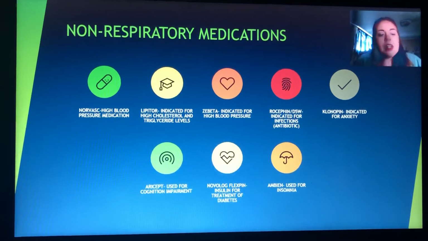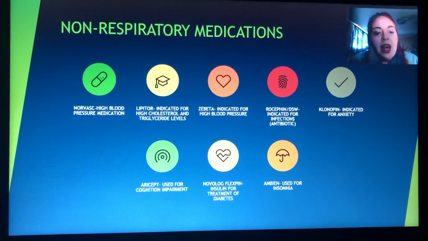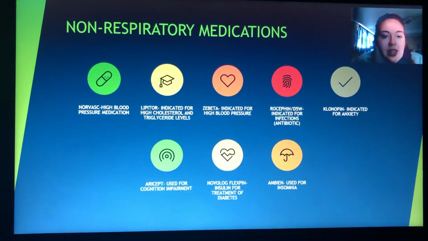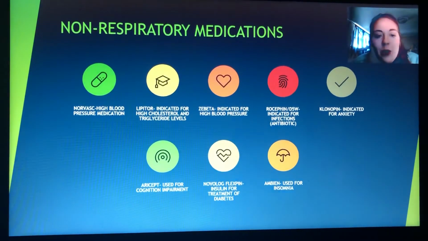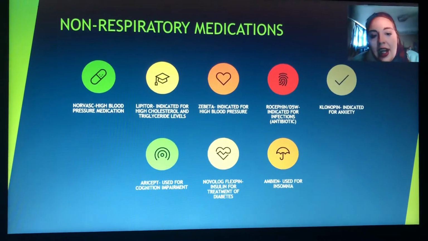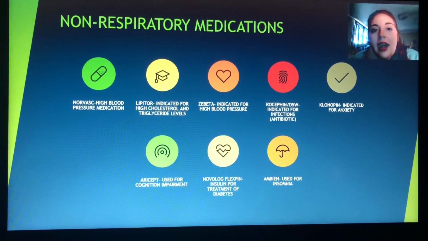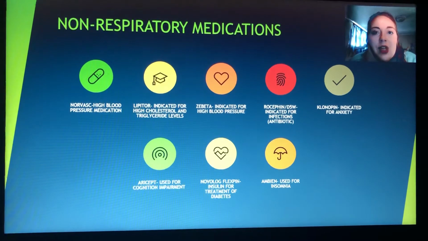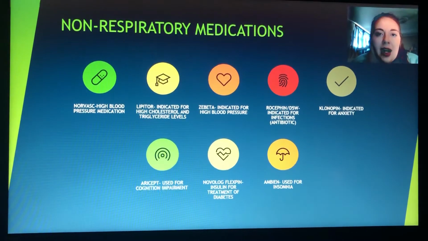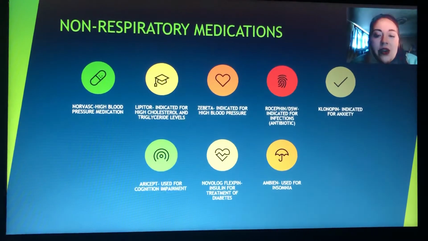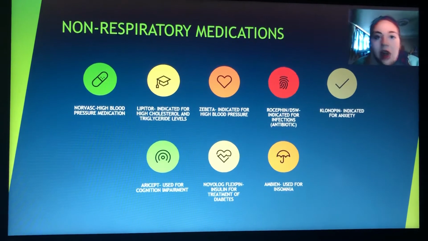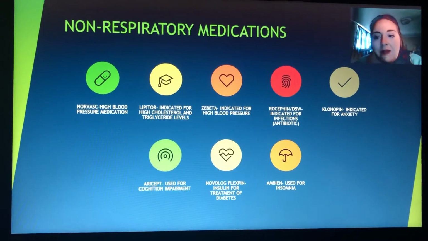So this patient is on 2 different kinds of high blood pressure medication, Norvasc and Zebeta. The patient's on Lipitor for high cholesterol. I was surprised to see that this patient was on Rocephin, which is an antibiotic, because the white blood cell count was within normal limits. So that was one that did surprise me.